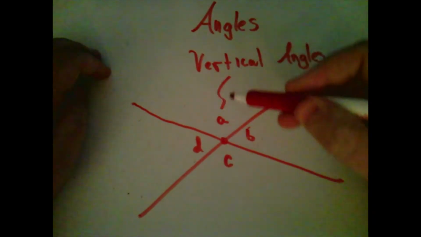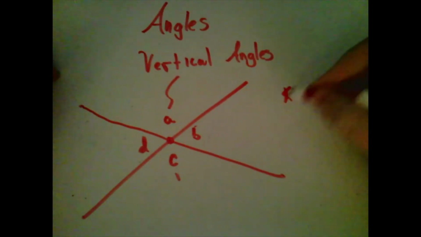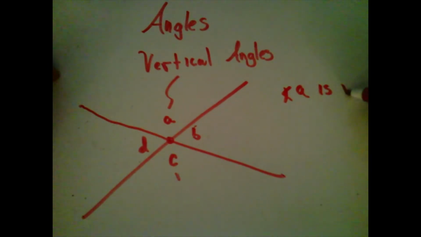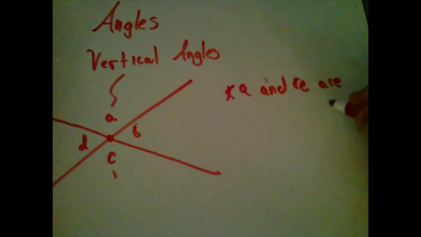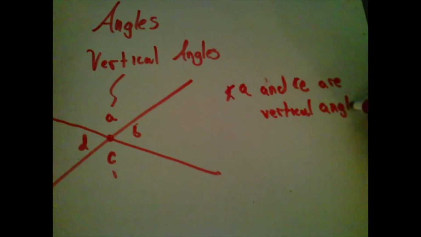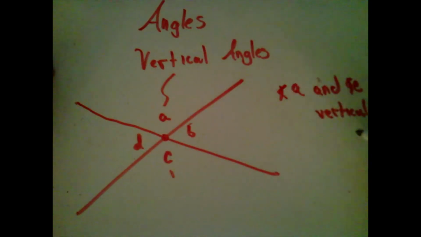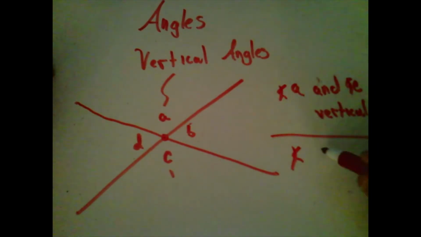Therefore, angle A is vertical to angle C. We can write that over here. Angle A and C are vertical angles. Likewise, angles B and D are also opposite each other. These are also vertical angles. Angles B and D are also vertical.